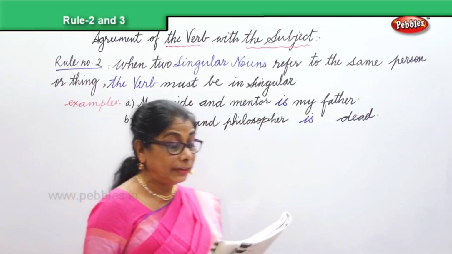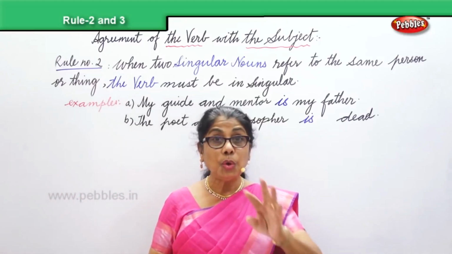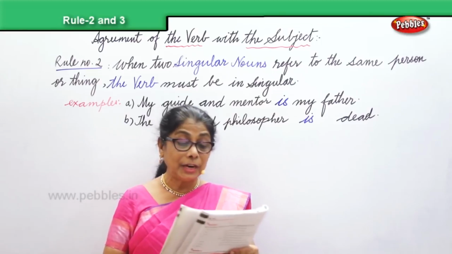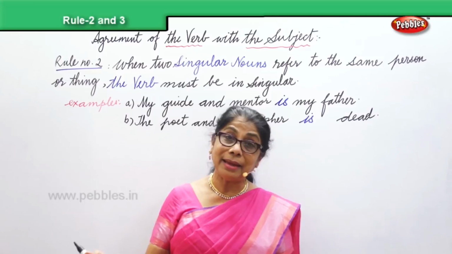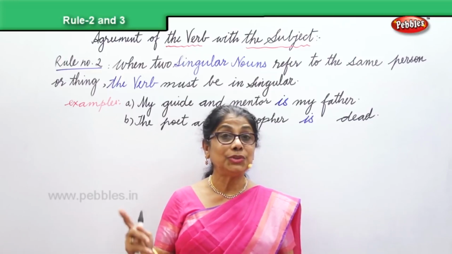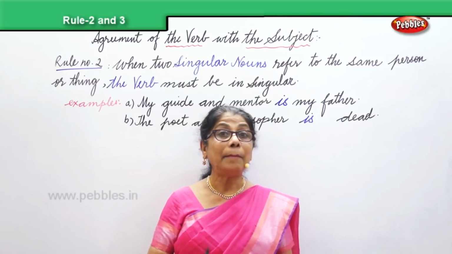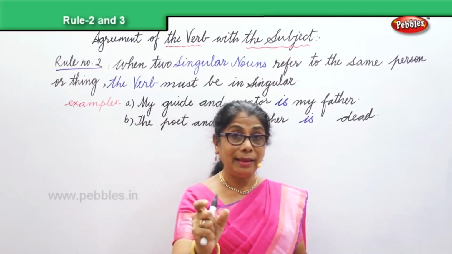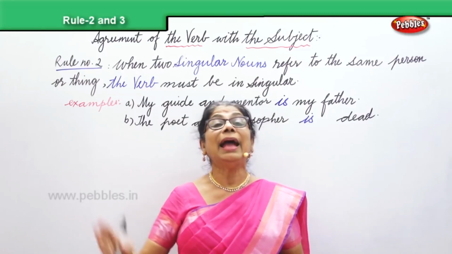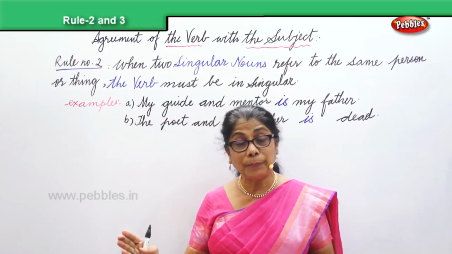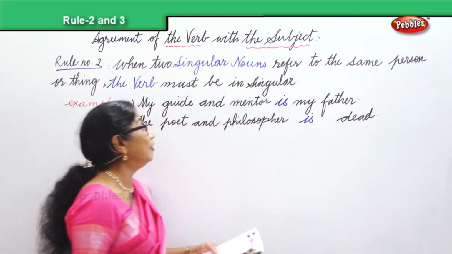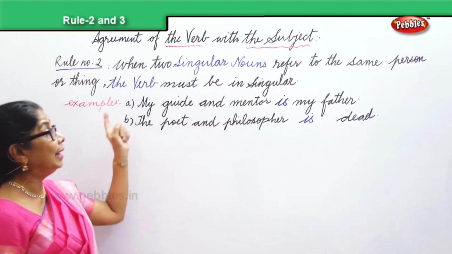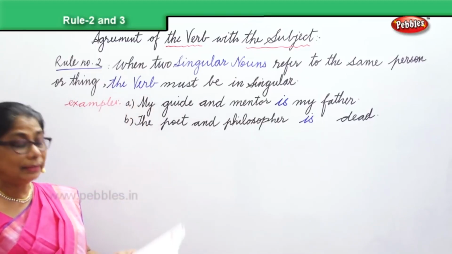What was the first rule? The first rule said, when two or more singular subjects are joined by and, what happens? Then the verb will be plural. Tina and Meena are friends. John and Peter are players. So when you add two singular subjects with and, that means two different persons are there, and therefore the verb will be plural. The second rule is, when two singular nouns talk about the same person or same thing, then the verb must be singular. That's rule number two.